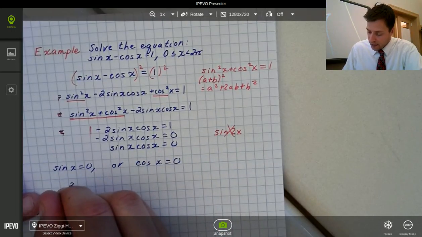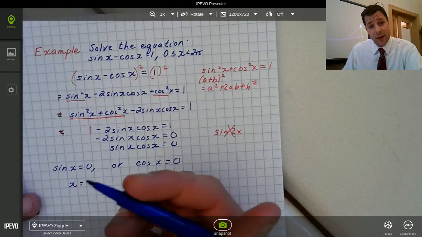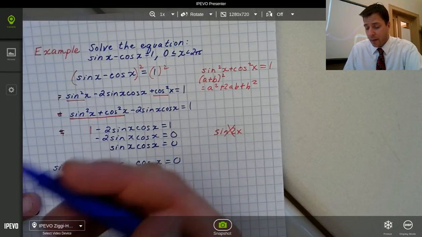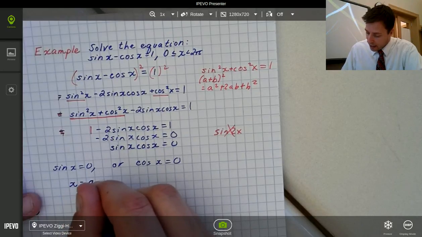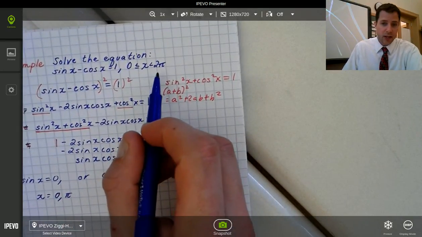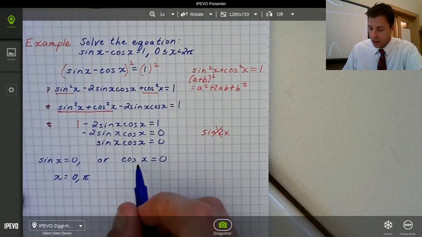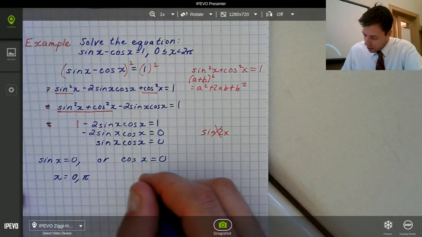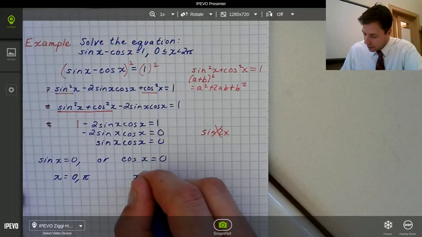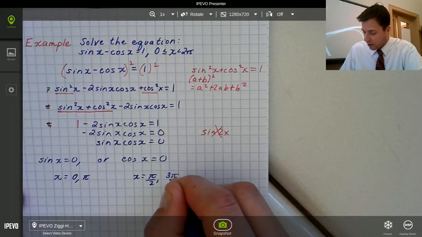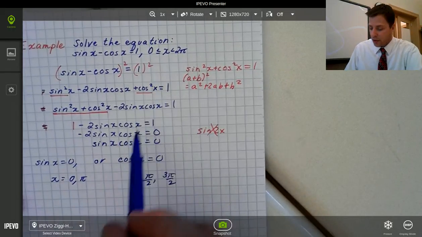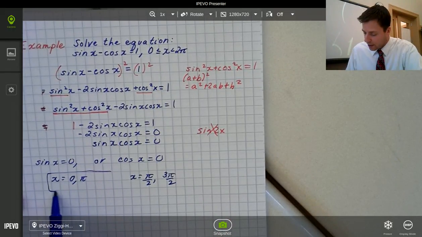Well, sine of x equals 0. What angle gives me a sine of 0? That's either 0, pi, or 2 pi. So we're going to have 0 and pi, and we can't use 2 pi because look at the domain. So it's just 0 and pi for this solution. When does cosine equal 0? Well, cosine equals 0 at x equals pi over 2 and 3 pi over 2. So on the interval from 0 to 2 pi, here are your solutions.